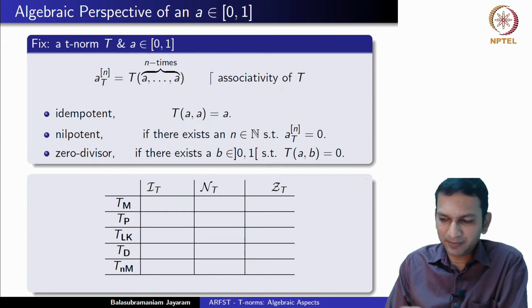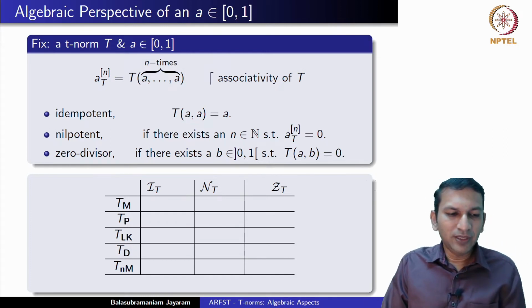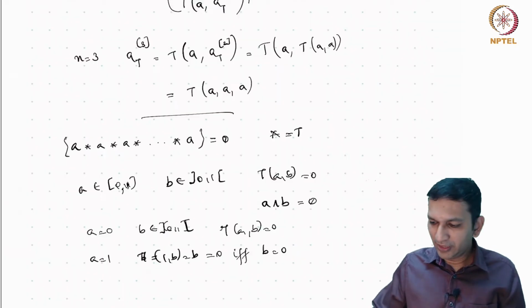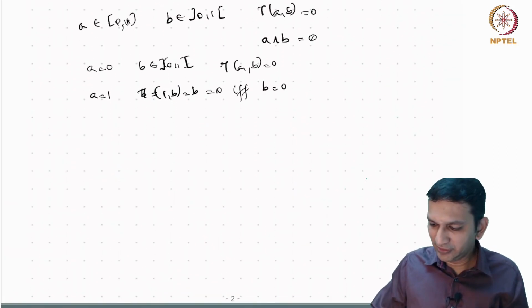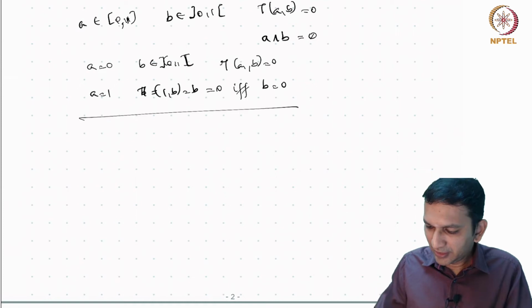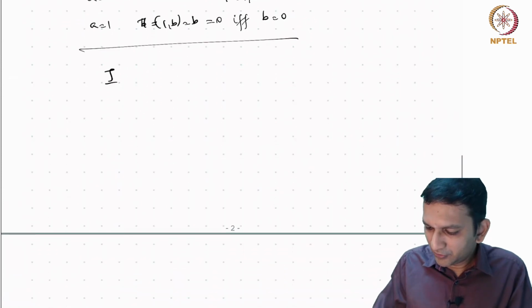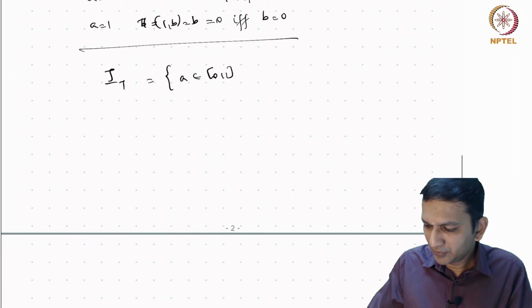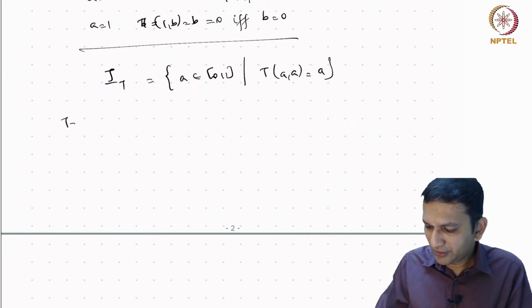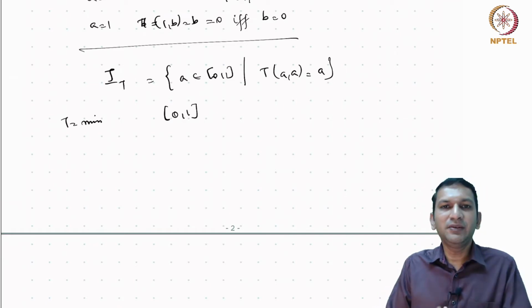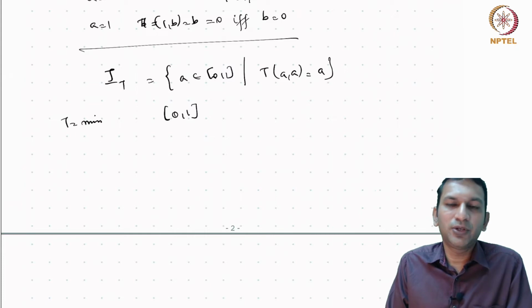Let's look at that. We are looking at idempotence. That means let us indicate by it the set of all A in [0,1] such that T of A, A is equal to A. Now, if T is the minimum T-norm, T_M, then we know that this is the entire interval [0,1], because we have seen that minimum is the only idempotent T-norm.